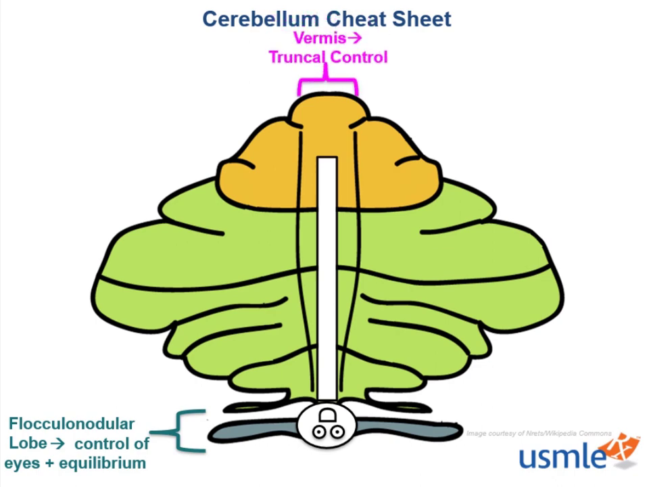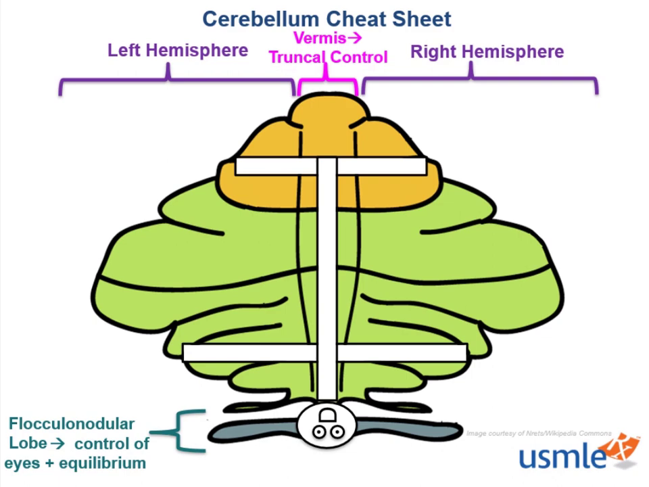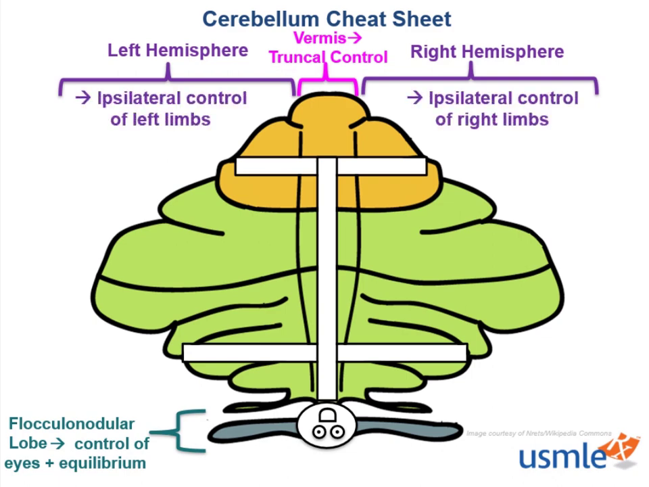Finally, there are 2 outer regions that control the limbs of the body. These regions are called the hemispheres, and they control the ipsilateral side of the body. In general, the ipsilateral cerebellum controls the ipsilateral side of the body. That means that the right side of the cerebellum controls the right side of the body, and the left side of the cerebellum controls the left side of the body. By knowing this homunculus of the cerebellum, you can answer many board questions.